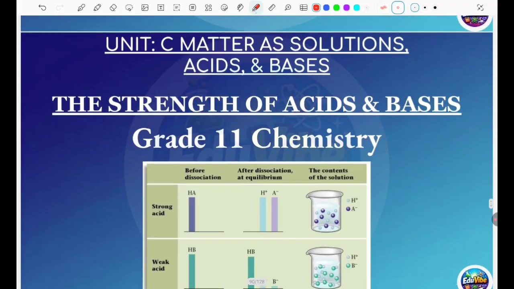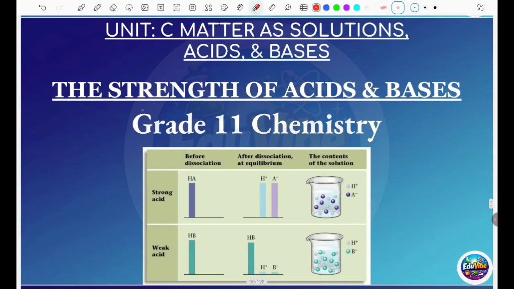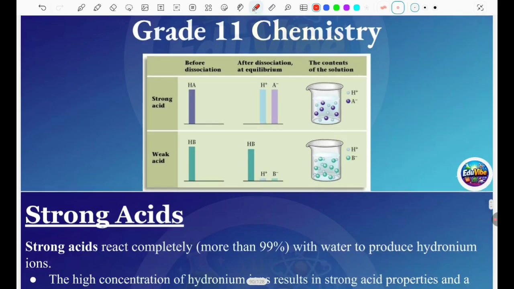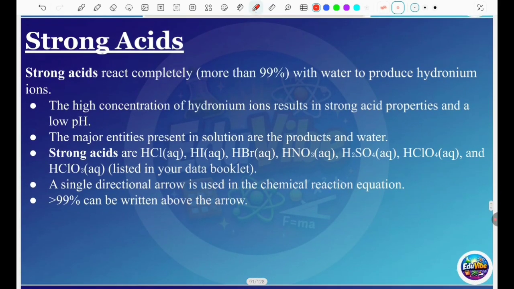In today's lesson, we are doing the next topic of Unit C, Grade 11 Chemistry, which is the strength of acids and bases. So we're doing strong acids, weak acids, strong bases, and weak bases in this lesson. So basically, this is all about the strength of that. So what are the strong acids?